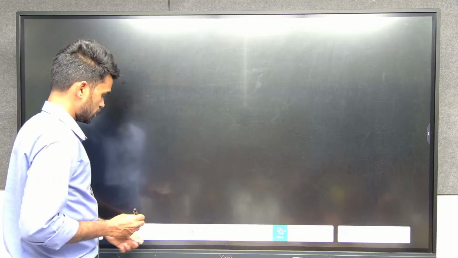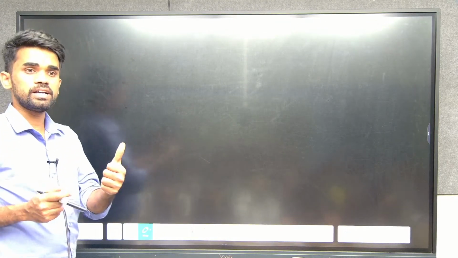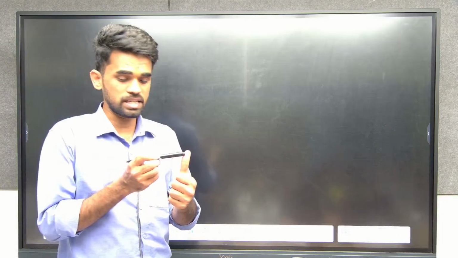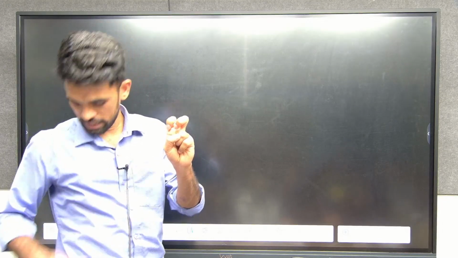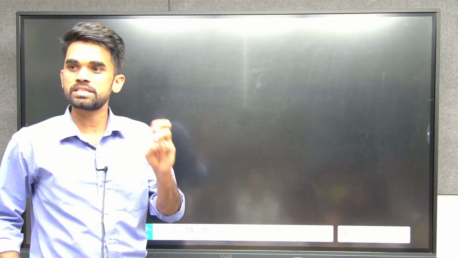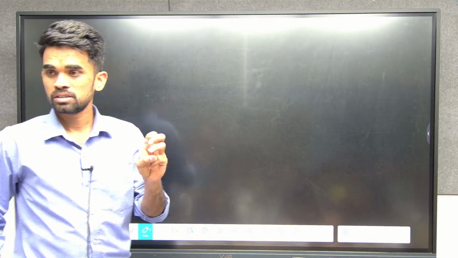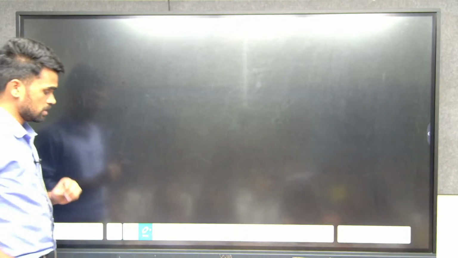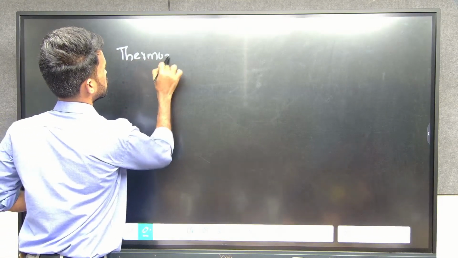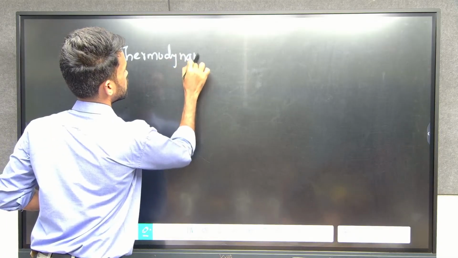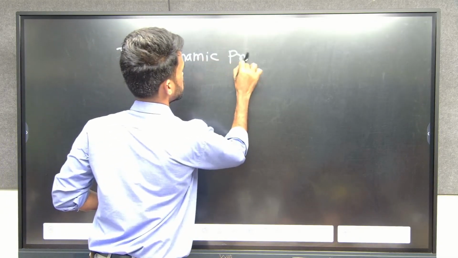Next one. First, what we have studied: state functions and path functions. The next is thermodynamic properties. We have two types, intensive and extensive. Now, thermodynamic processes. What is that next? Thermodynamic processes.